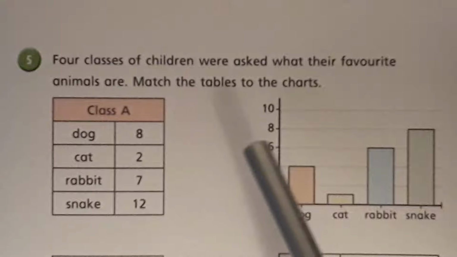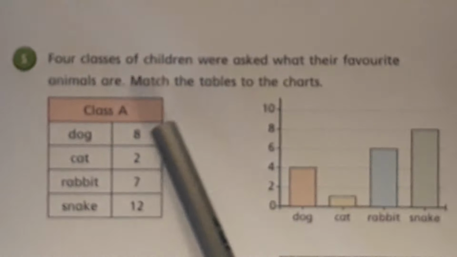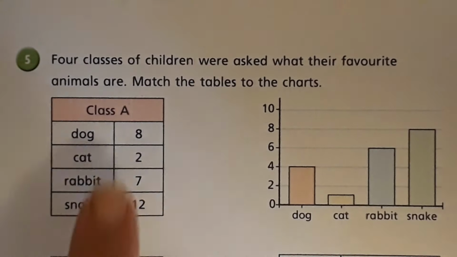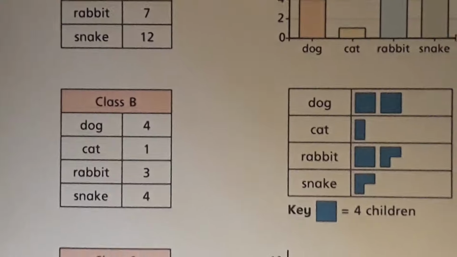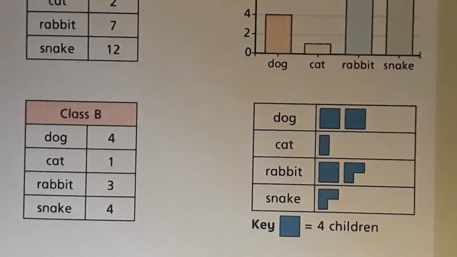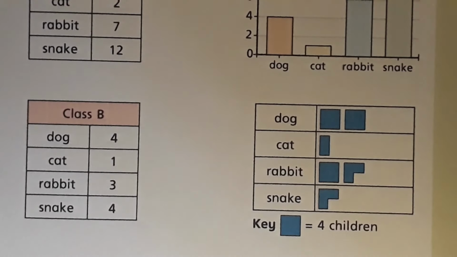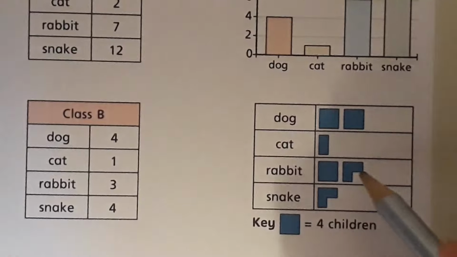Four classes of children were asked what their favourite animals are. Match the tables to the charts. So we can see we've got class A. Here's a chart, so it doesn't necessarily show that information. You've got to work out which table goes with which chart. All right, class B. Have a look and see, what do you think?